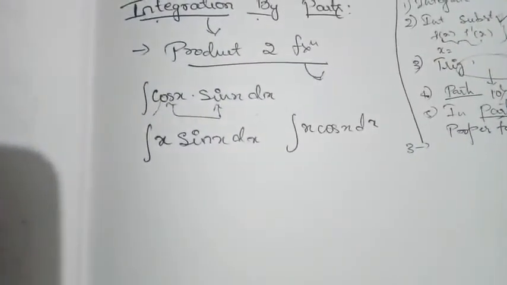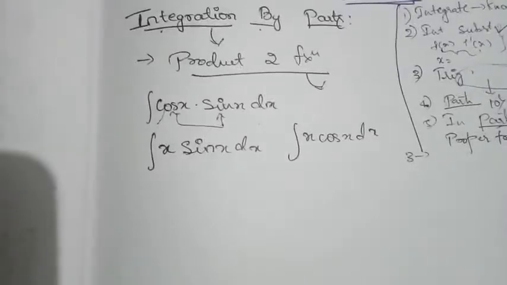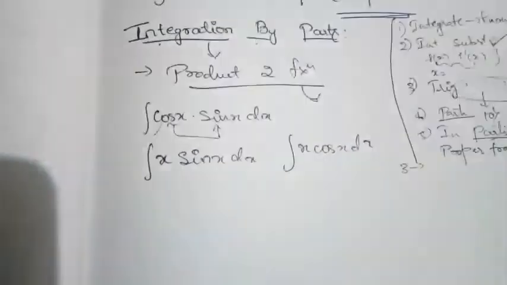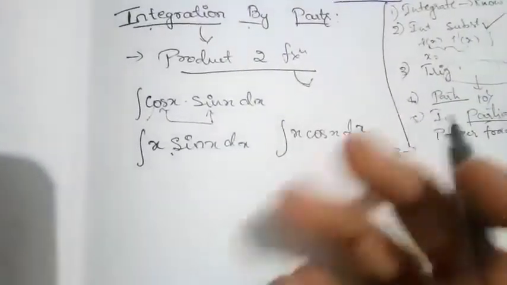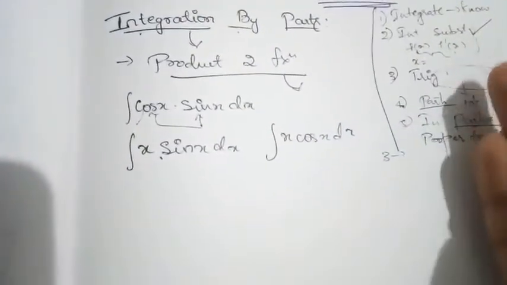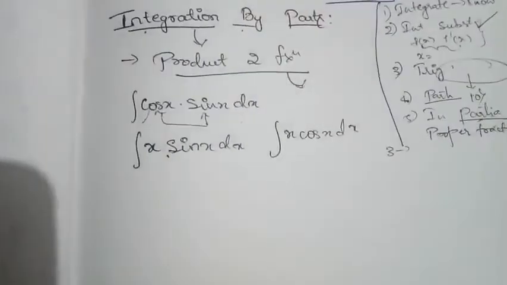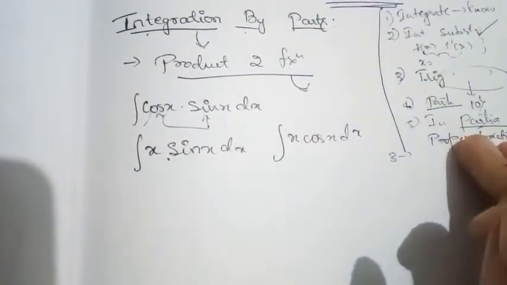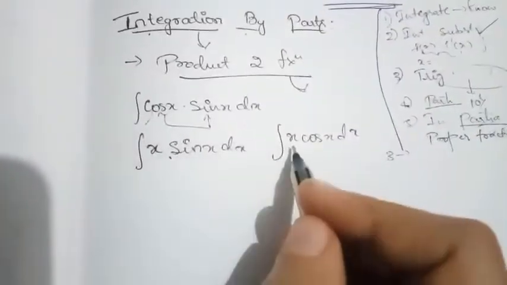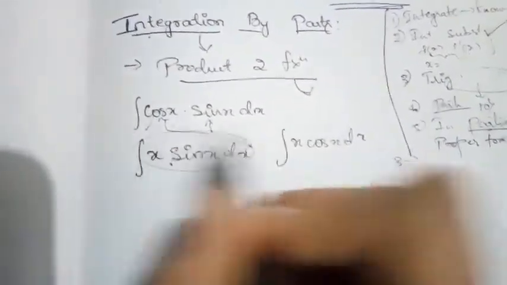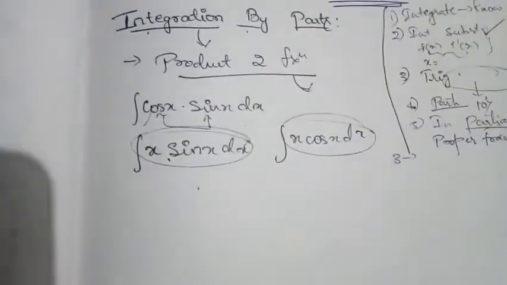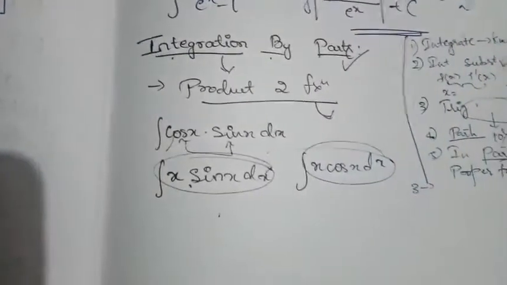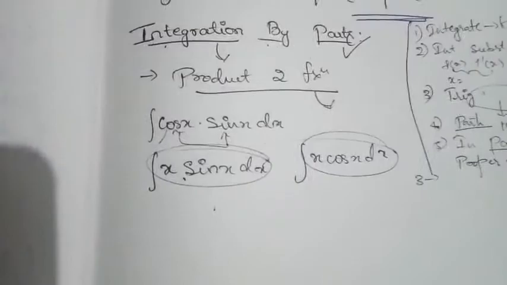But if I ask to find the integral of x sin x or x cos x, there is no such method. Through substitution we are not at all able to get the integral of this type of function, nor through trigonometric identities, nor through a particular function type. Partial fraction is also not possible. So when it comes to a product of two functions like this, we deal with the method that is integration by parts.